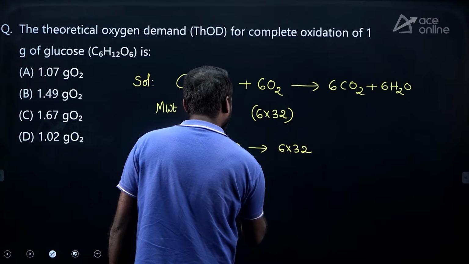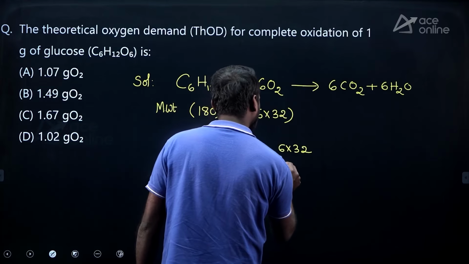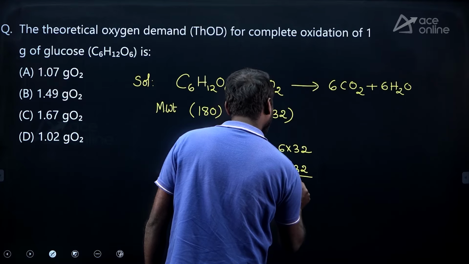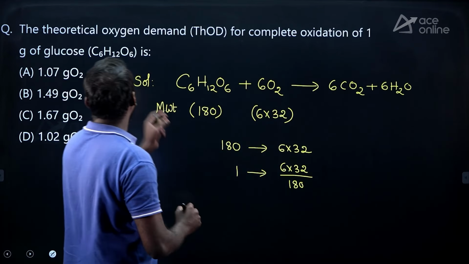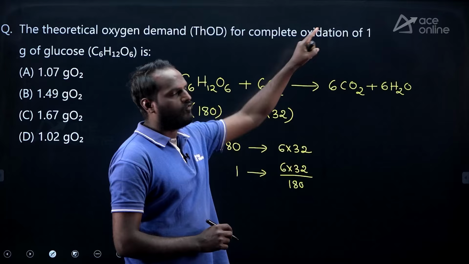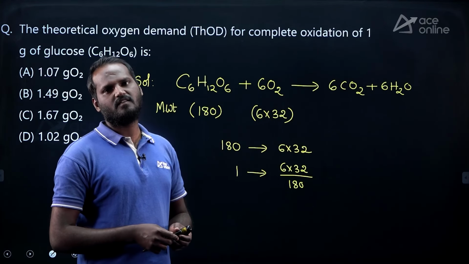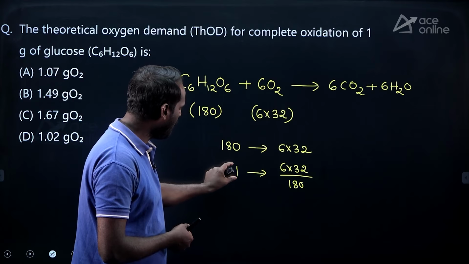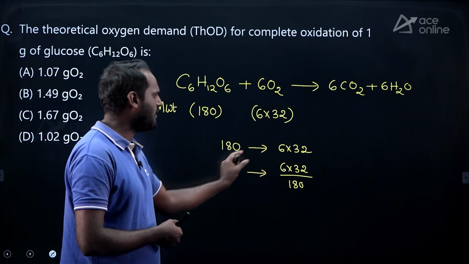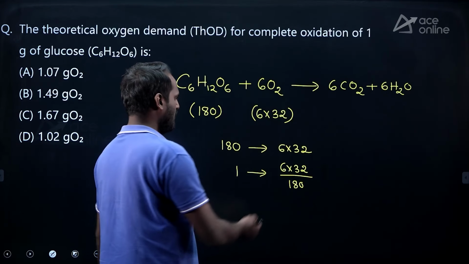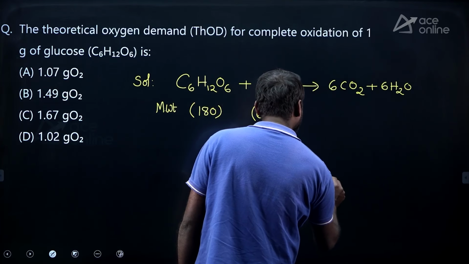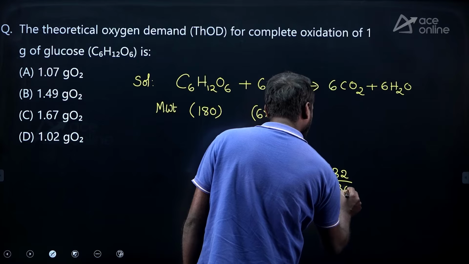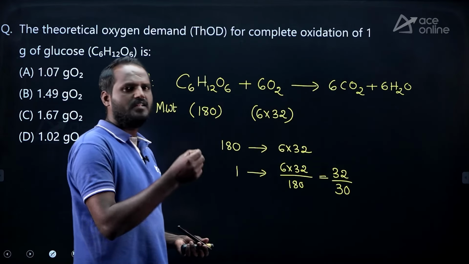For 1 part of glucose for complete oxidation, how much oxygen is required? 6 into 32 divided by 180. But here he is asking about 1 gram of complete oxidation of glucose, how much oxygen is required? 1 part requires these many parts, 1 gram requires these many grams, right? Simple. Now, if you evaluate, it gives 32 divided by 30. This answer is a little more than 1.